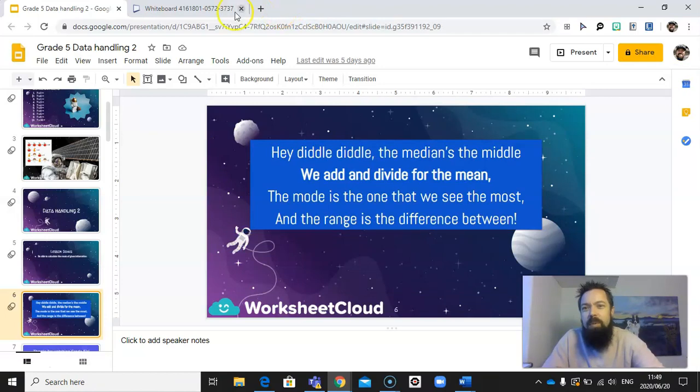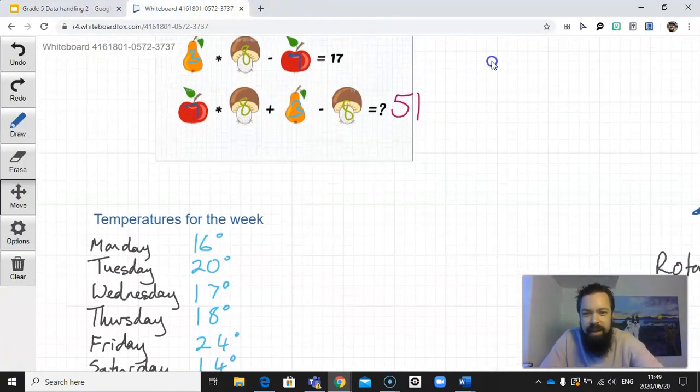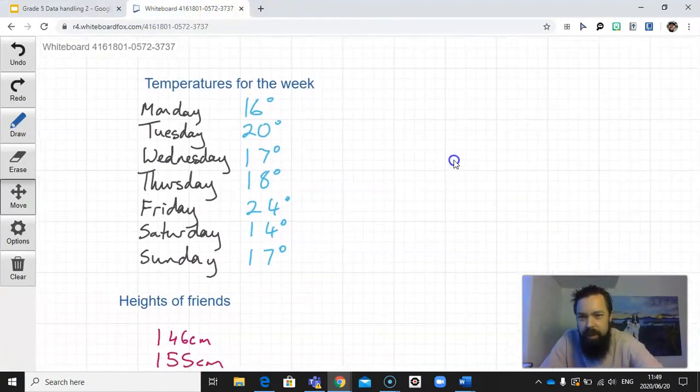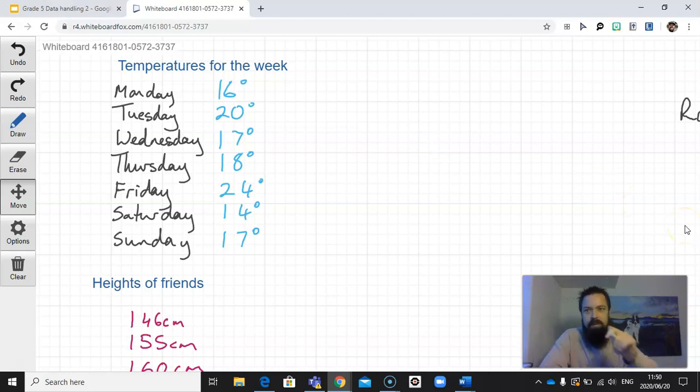Let's jump across to the whiteboard where I've put some examples and where we can calculate the mean. All right, so I thought I'd start off with some information about temperatures for the week. I've just given the temperatures from Monday to Sunday, and I've put them in.